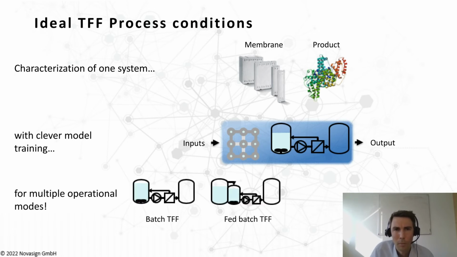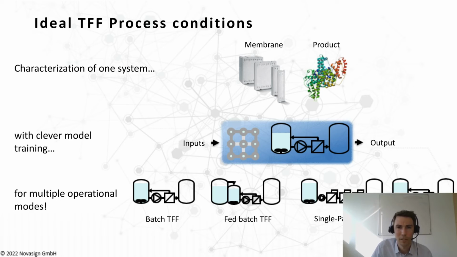The last thing we want to do here is to take these models. Once we have the design space, we want to use these models to predict the outcome of batch TFF, fed batch TFF, single pass tangential flow filtration, and diafiltration. So that we have one model that is able to describe all of these 4 different unit operations or operational modes in a single model.